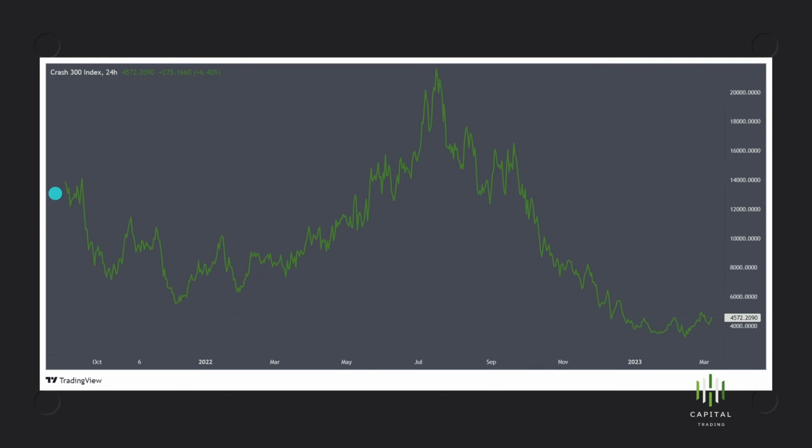So look at the overall trend of Crash 300. They've been going up, and then mid 2022 they reversed. Now they've been dropping, but the current market condition is that they're kind of bullish. So this is the overall direction of Crash 300.